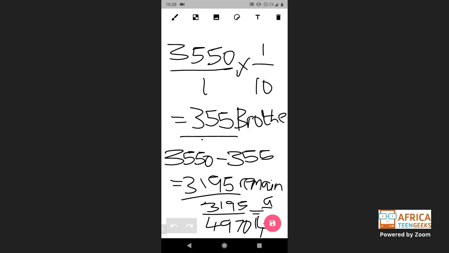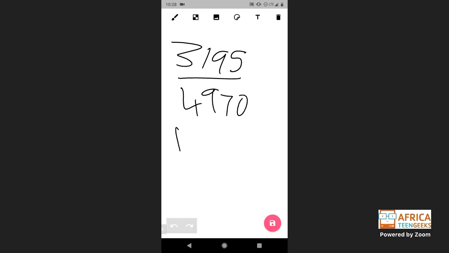Okay, guys, so our highest common factor for both of these numbers is 355. Okay, where can we write it? Let's have a clean slate right now. So we had 3195 over 4970. So we must get our highest common factor.